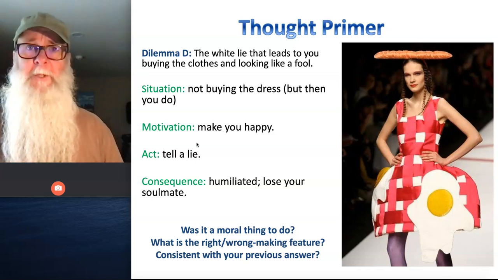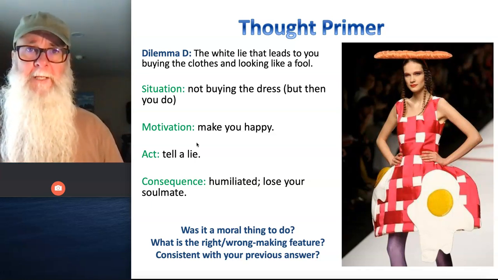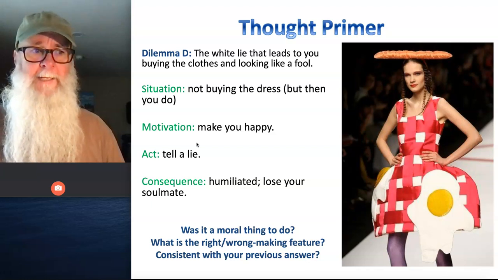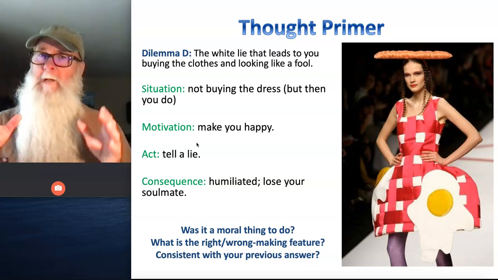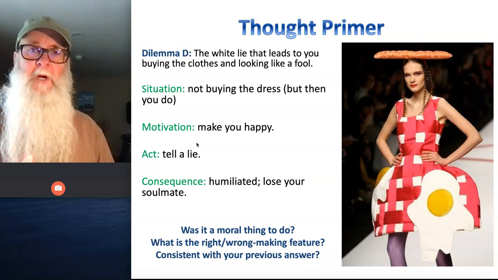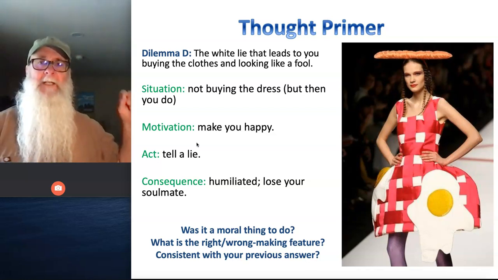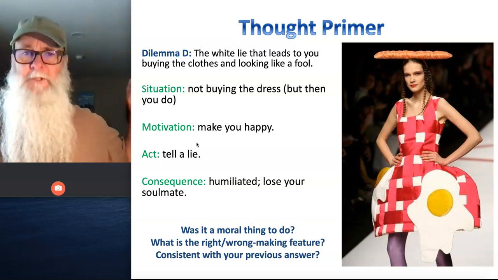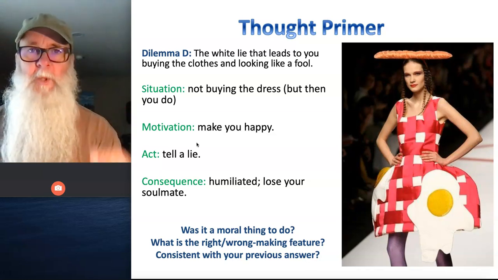But if in the second dilemma you said that, look, you told the truth even though it hurt my feelings in Dilemma B, right? You told me I looked awful in this dress and it hurt my feelings, but it was the right thing to do because truth telling is the right thing to do. Well, here you should be saying that I did the wrong thing. And I did the wrong thing not because you were humiliated, but because I told a lie.